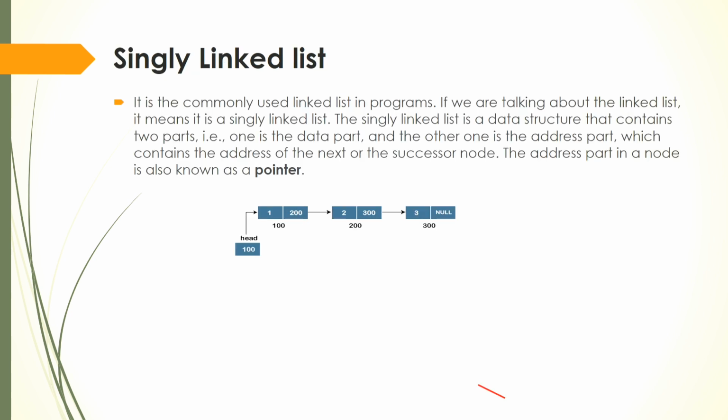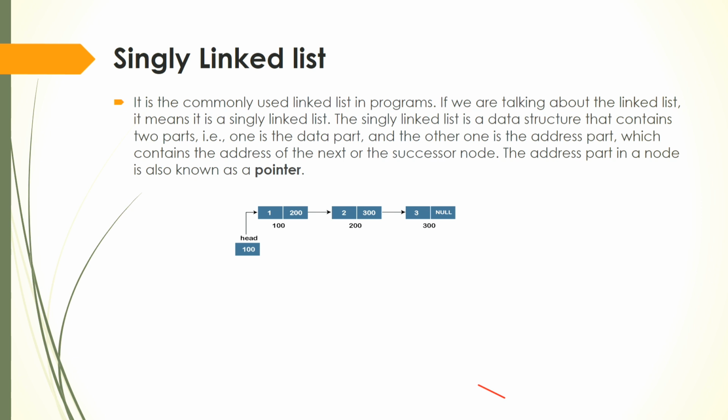So, what is a singly linked list? It is the commonly used linked list in programs. If we are talking about linked list, it means it is a singly linked list. The singly linked list is a data structure that contains two parts. One is the data part and the other one is the address part, which contains the address of the next or the successor node. The address part in a node is also known as a pointer.